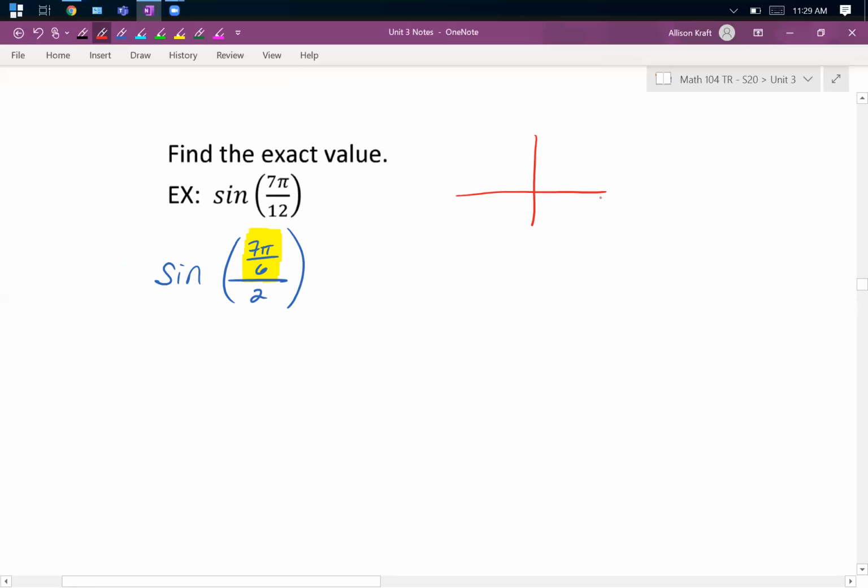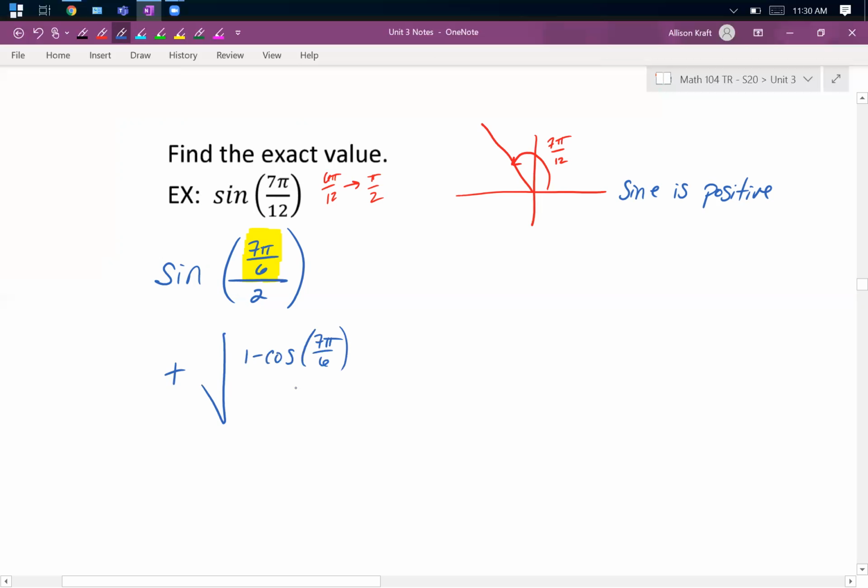What quadrant would that be in? Well, 6 pi over 12 is the same as pi over 2. So this is a little bit more than pi over 2, which means that we have to be in the second quadrant. Is sine positive or negative in the second quadrant? It's positive. So we're going to use the plus. All right, we get plus, and of course you don't have to write the plus, plus the square root of 1 minus cosine of 7 pi over 6 all over 2.